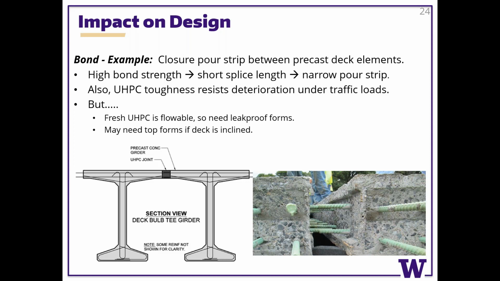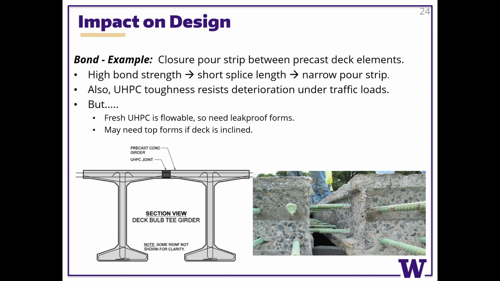The bars will project from one panel to the other, and they will lap in the middle, and you'll fill the joint with UHPC. So the high bond strength of UHPC makes it a fabulous material for doing this, because you can keep the splice very short. That means you can keep the joint very narrow, and having a narrow joint is very helpful in terms of having simple formwork.